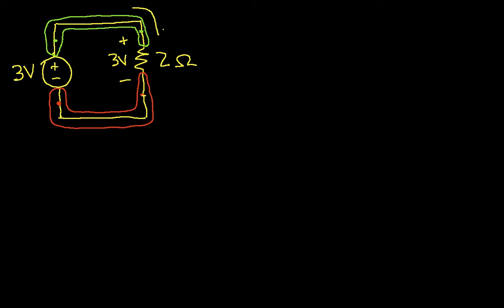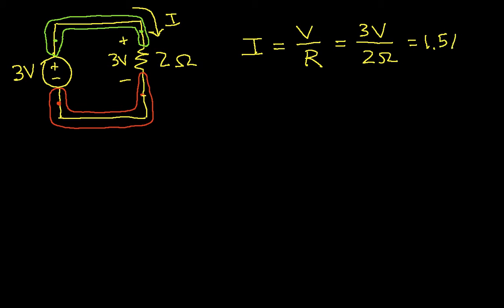Now let's suppose that our goal is to compute the current going through this resistor. Well, we know from Ohm's law that the current is equal to the voltage divided by the resistance. In this case, the voltage is 3 volts and the resistance is 2 ohms, which means that the current is 1.5 amps. So there you have it. That was pretty easy, wasn't it?